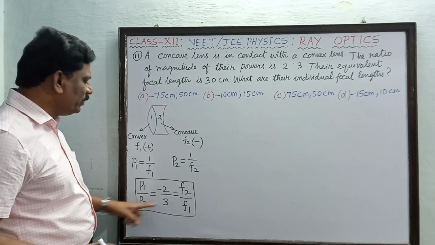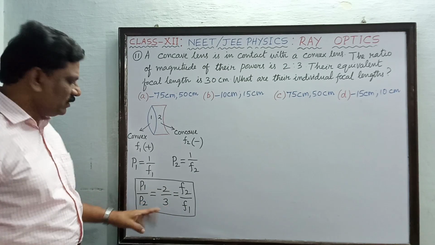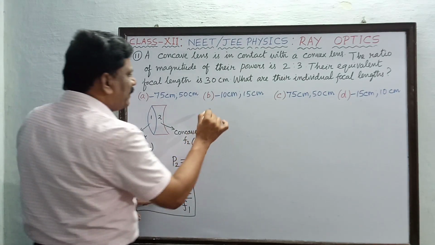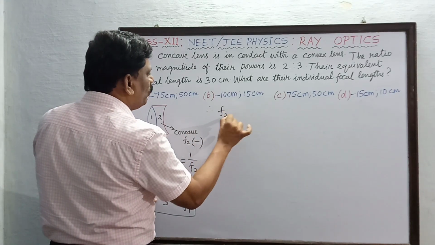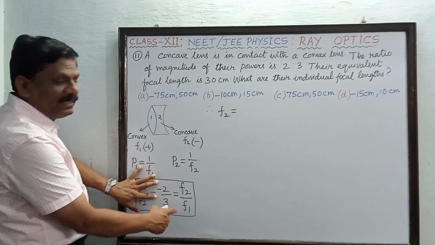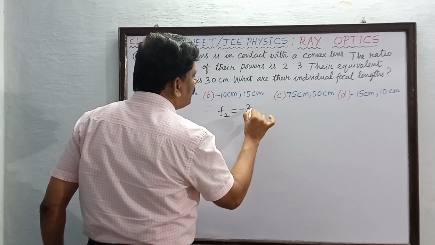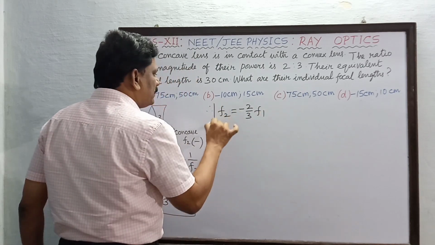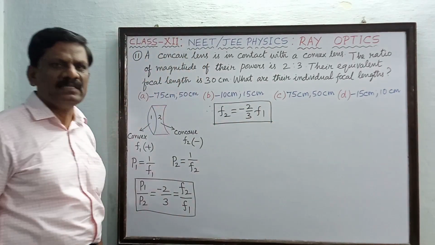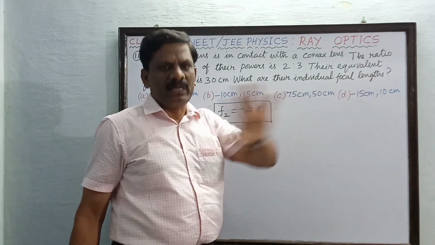So P1 by P2 is also equal to f2 by f1. So I can express f2 in terms of f1. Therefore, f2 is equal to minus 2 by 3 times f1. So this is a very, very important relation between the focal lengths of the two lenses. So using this only we have to determine their individual focal lengths.